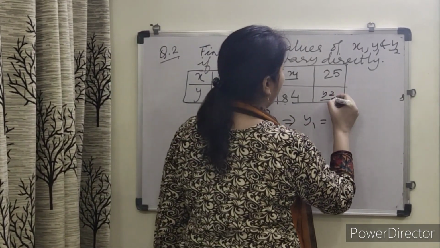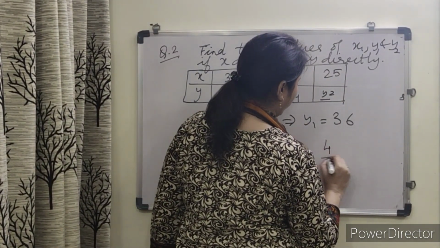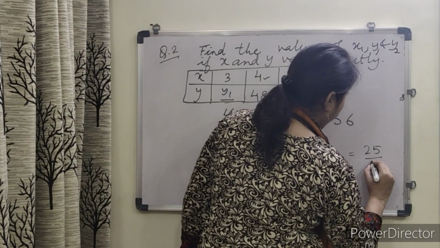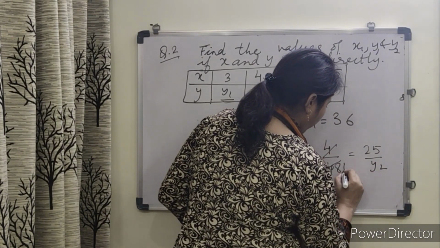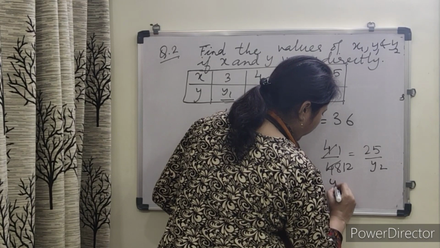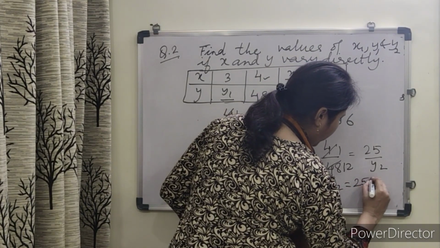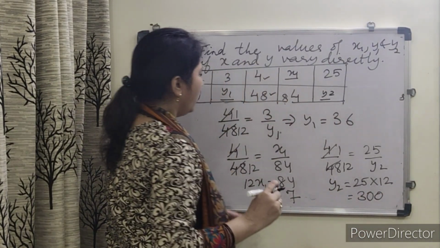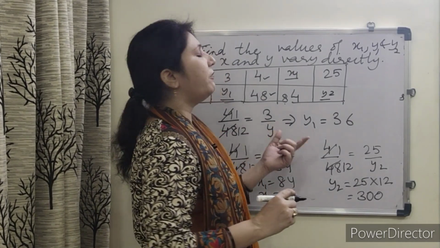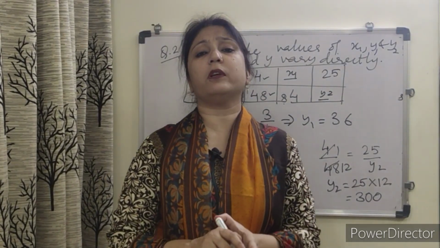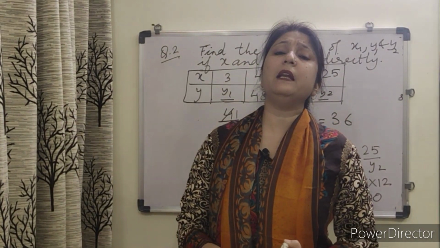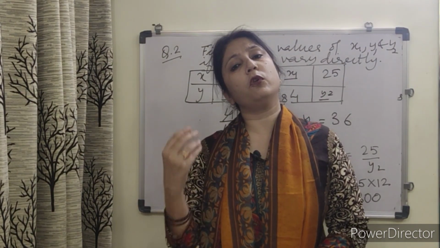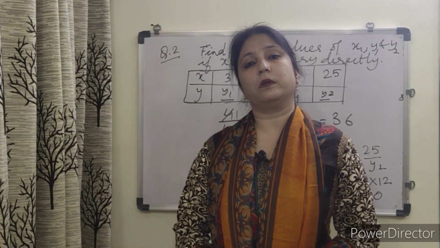Now you have to calculate y2. So again you take 4/48 equals 25/y2. Do cross multiplication. y2 equals 25 into 12, that is 300. So this is how we have taken out the values, because we are given the condition that x and y are varying directly, and we know that whenever x and y vary directly, their ratio remains constant throughout.